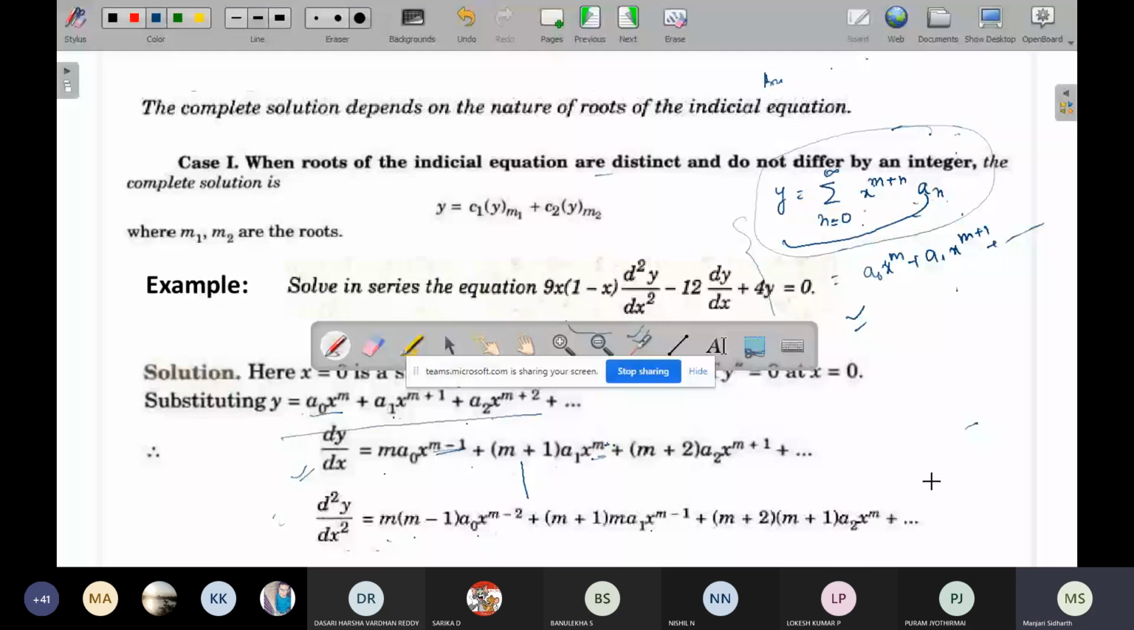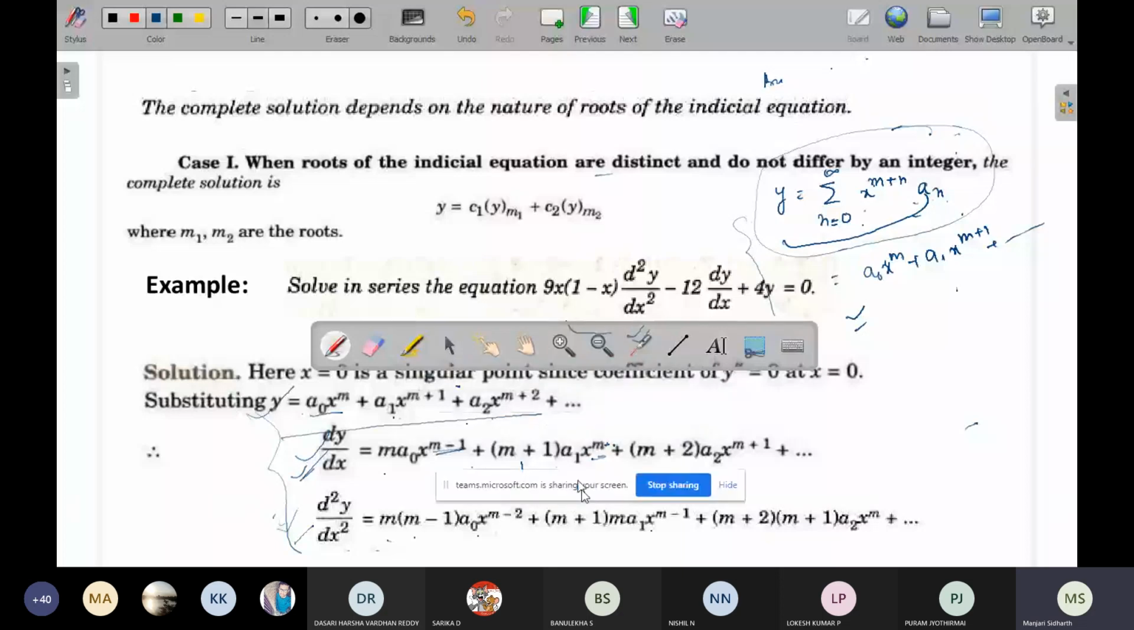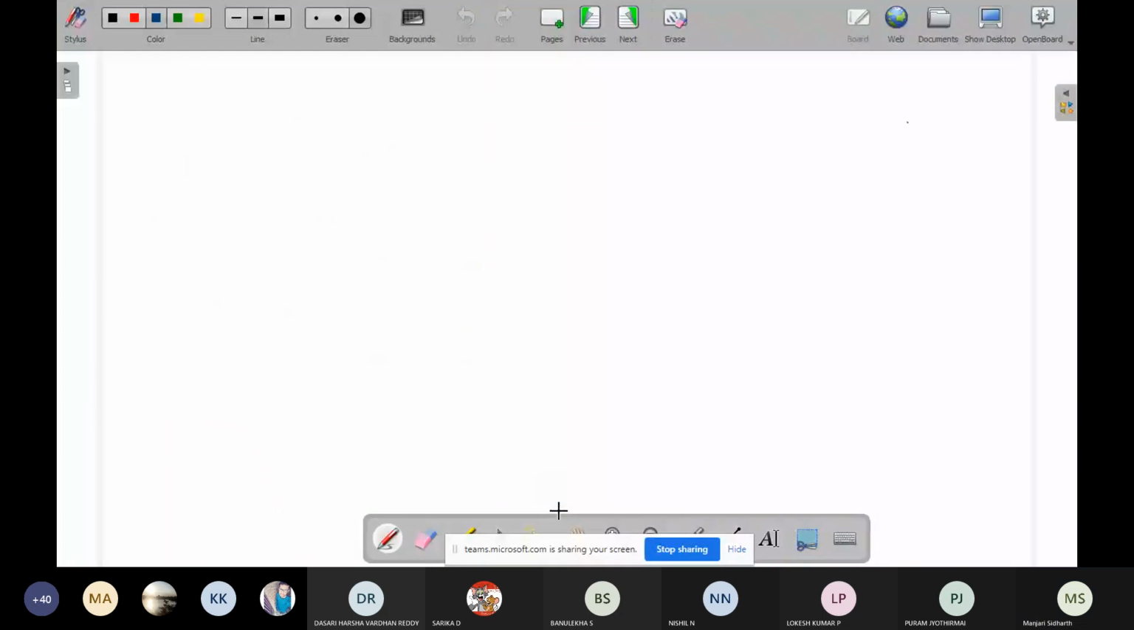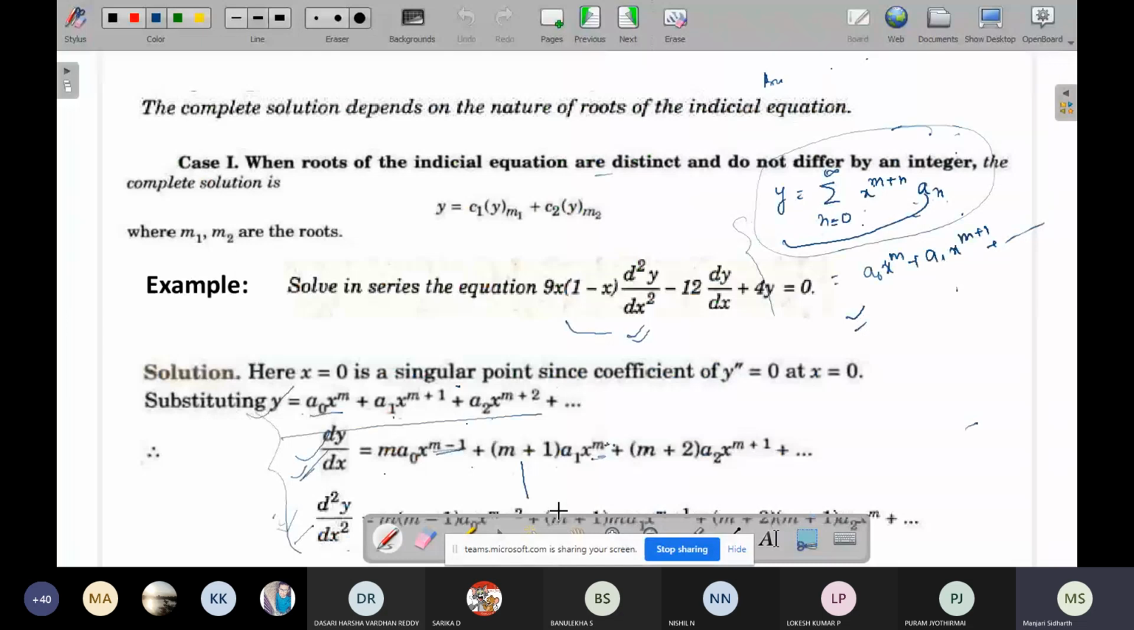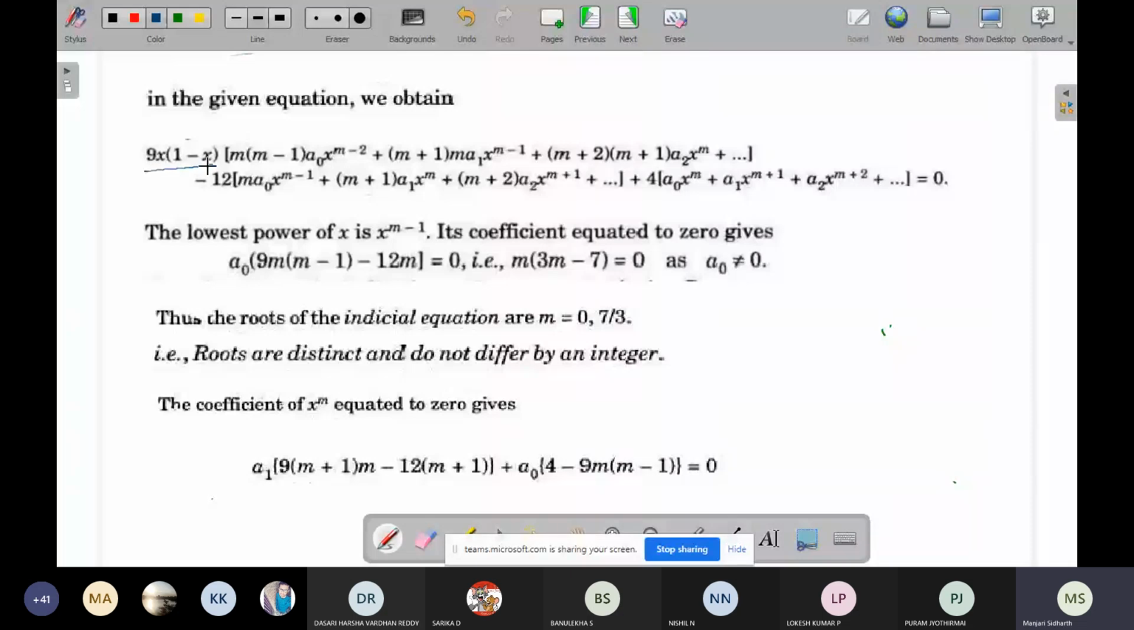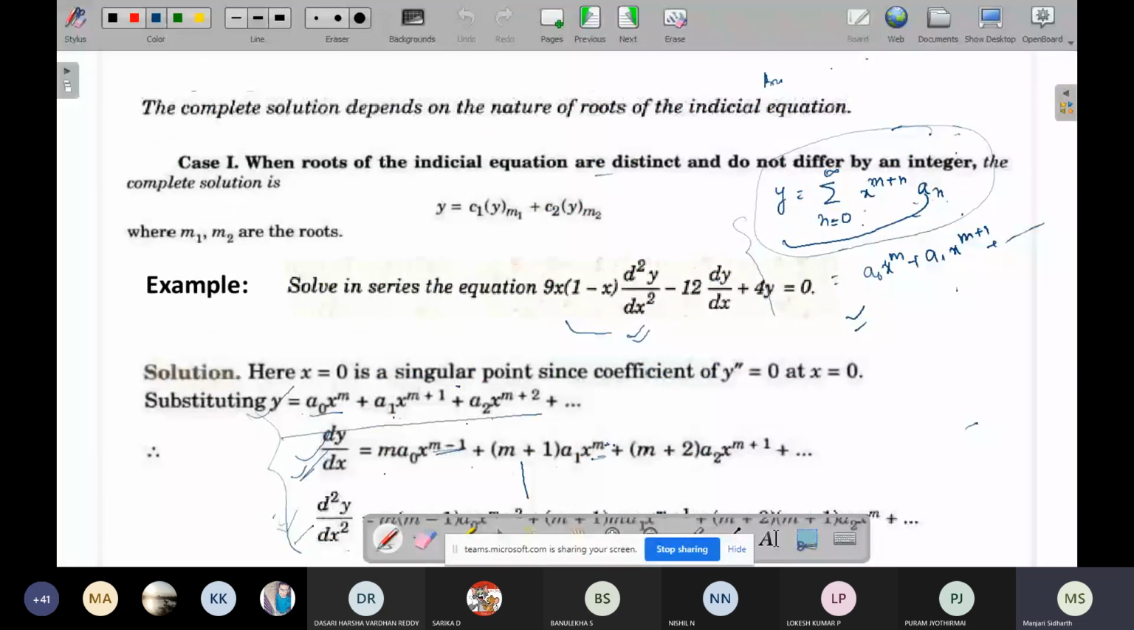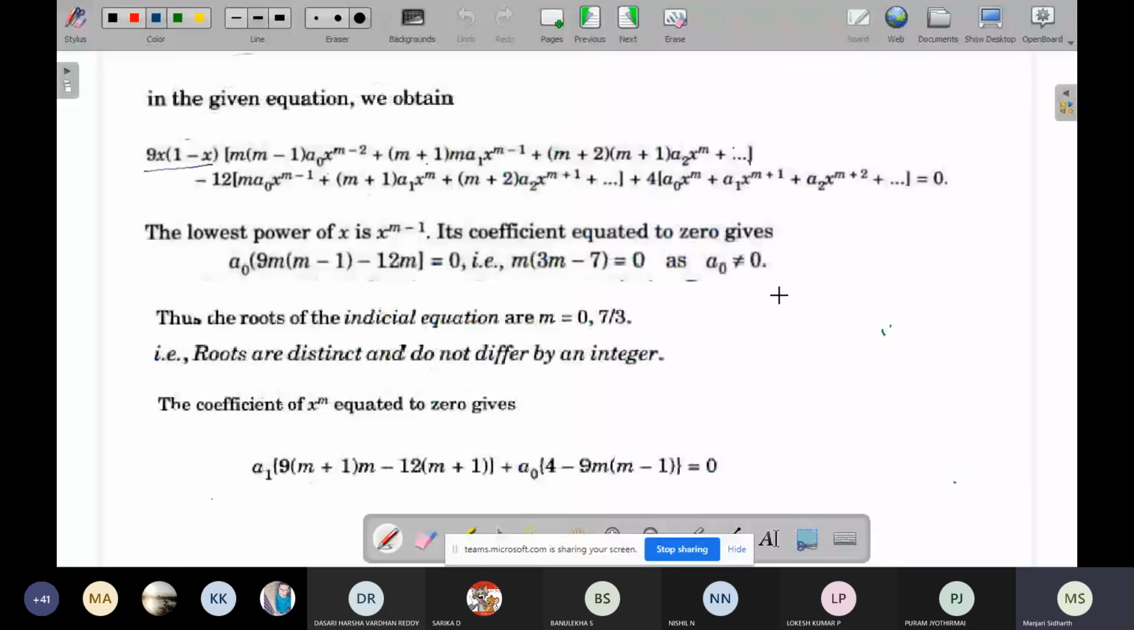Once you have the values of y, dy by dx and d2y by dx squared, substitute all these values in the given differential equation. So we'll substitute values here. See, 9x(1 minus x) times the value of d2y by dx squared, m(m minus 1) a naught x power m minus 2 plus (m plus 1)m a1 x power m minus 1, and so on. Then minus 12 times the value of dy by dx plus 4y.